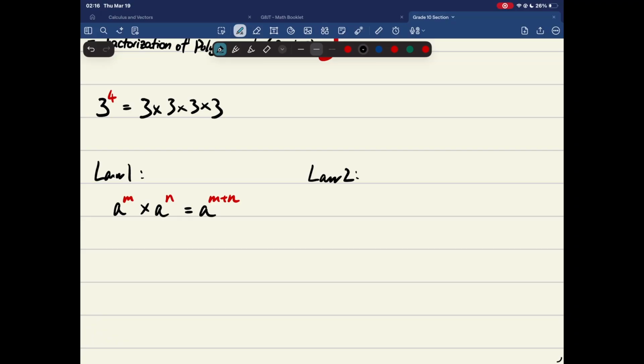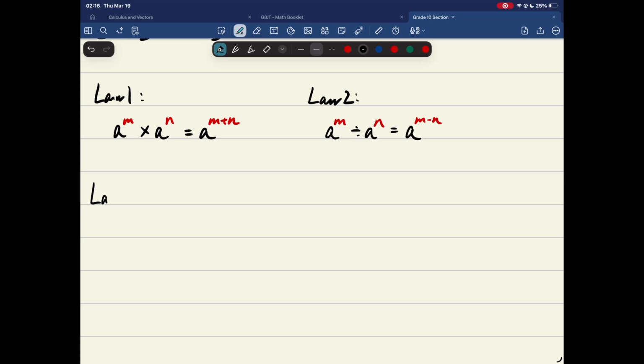So the second law will be dividing same base. For example, a to the m power divided by a to the n power, it'll equal a to the power m minus n.